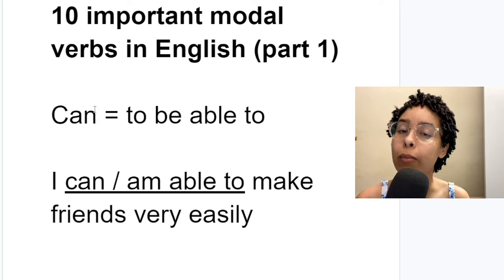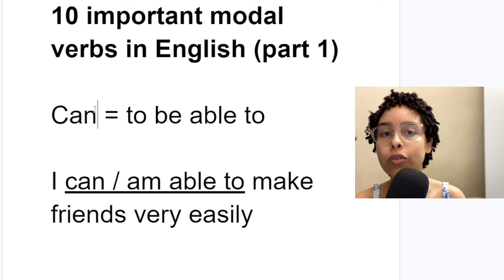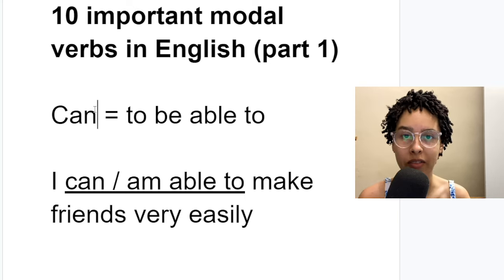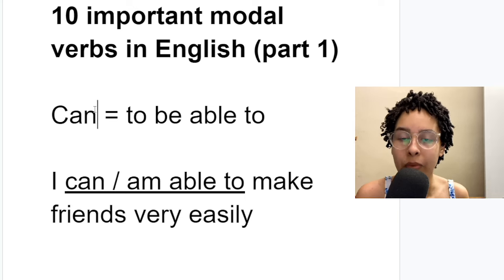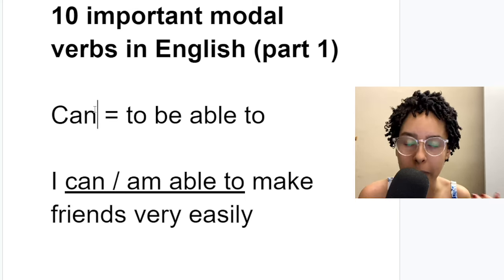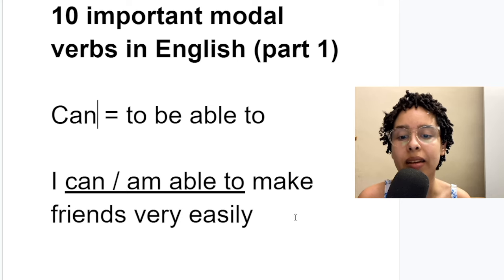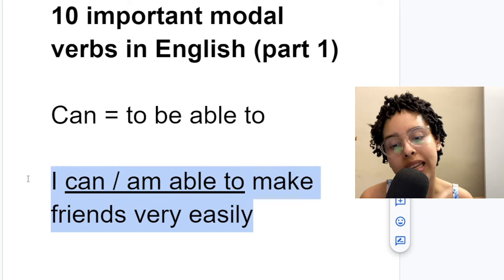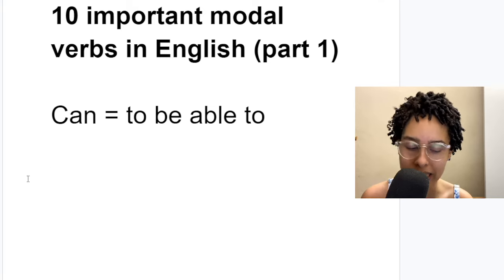Another detail about the modal verbs is that they don't go to the future or to the past. They do not have this future and past flexibility. They are not flexible for the periods of time. They are just always the same. Okay, so I can make friends very easily. It means that I am able to, or that I have this ability.